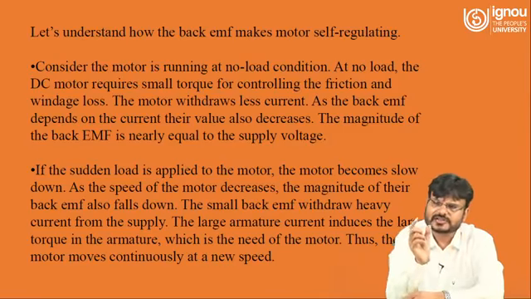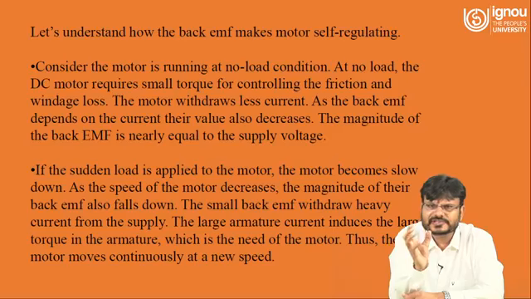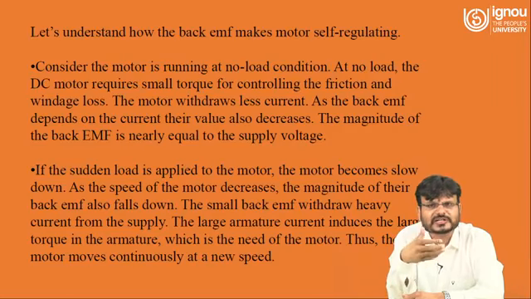That means what? Ia is equal to V minus Eb upon Ra. So if Eb is nearly equal to V, that means this value is very small. So it requires very little current. If the current is small, it requires very little torque. And what will be the use of this torque? This torque will be used to overcome the frictional and windage losses.